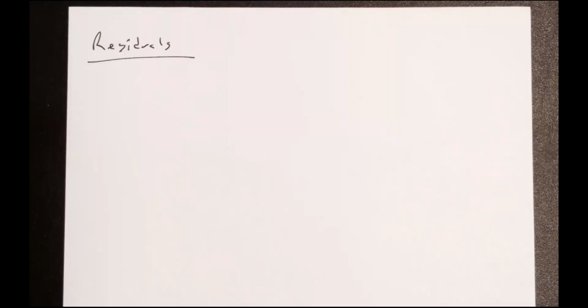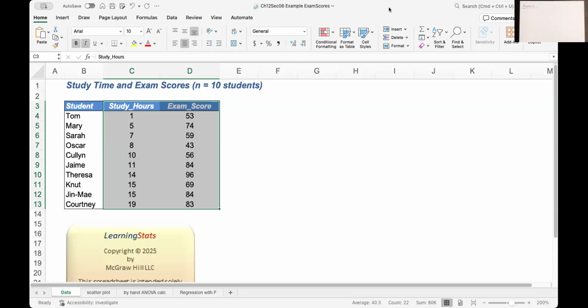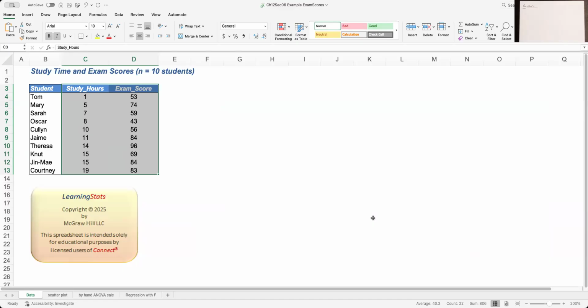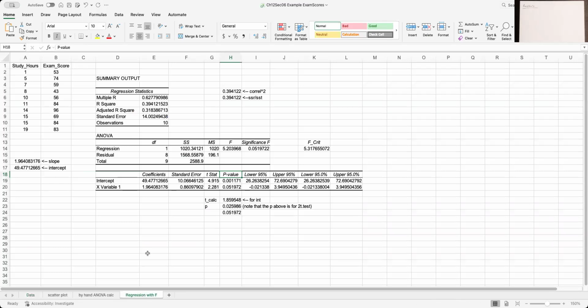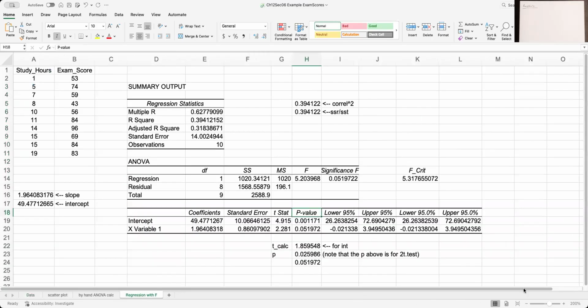So we were talking about looking at residuals. And I said one of the things we do is we look at the standard deviation for the residual idea, which is called the standard error in our ANOVA calculations. So when I do our study time example, we see up there in the regression statistics, that summary output at the top, a standard error.